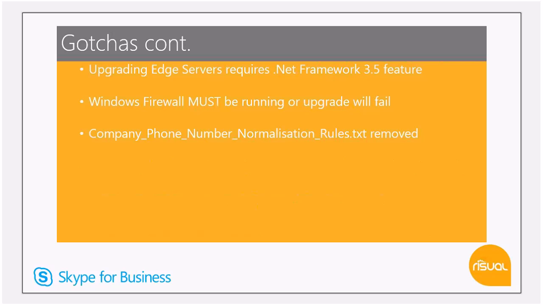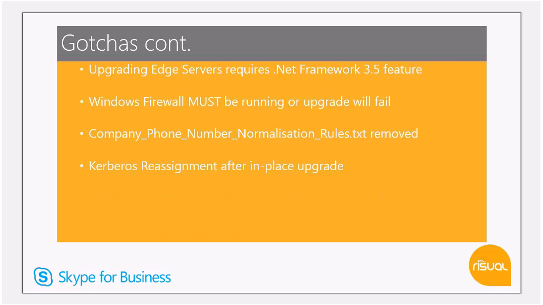The other big thing is that the company phone number normalization rules that you usually put in your AB files in your shared file store have now been removed and replaced with a new cmdlet. And I think Corey's just gone through this. So for anybody that's handled the company phone number normalization rules text file, you'll know that, I'll put it more politically, you'll welcome the new command that's been introduced in Skype for Business.